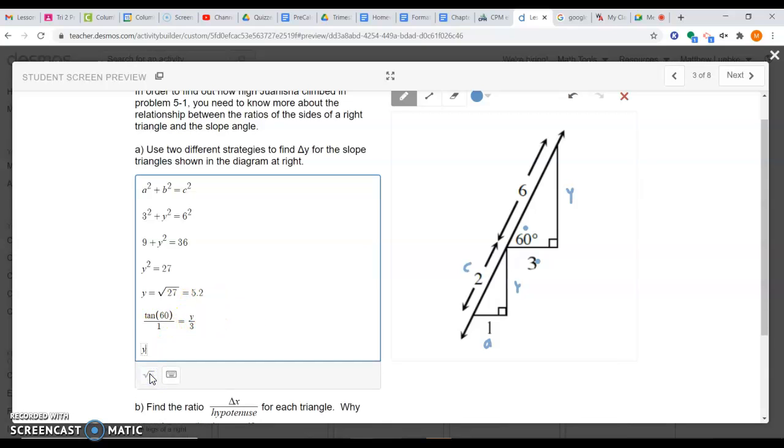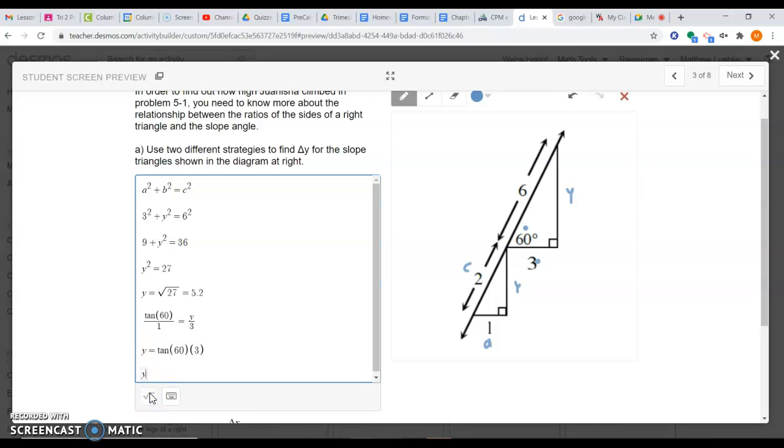1 times y gives me y, and the tangent of 60 times 3 I could write out like this before I plug it into my calculator. Now I'm going to plug this into my calculator, equals the tangent of 60 times 3, and that should give me 5.196, or if I round it again, 5.2. So I'm getting the same thing, both methods. And this is just kind of an introduction and review of how we can solve for these missing sides of a right triangle. But we also learn later in this lesson a new method that we could use with sine and cosine to solve for that as well.